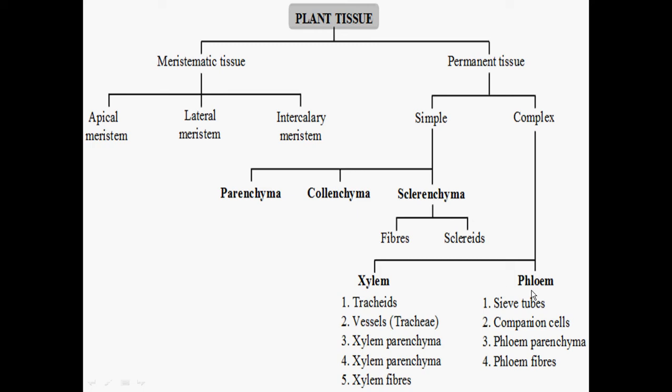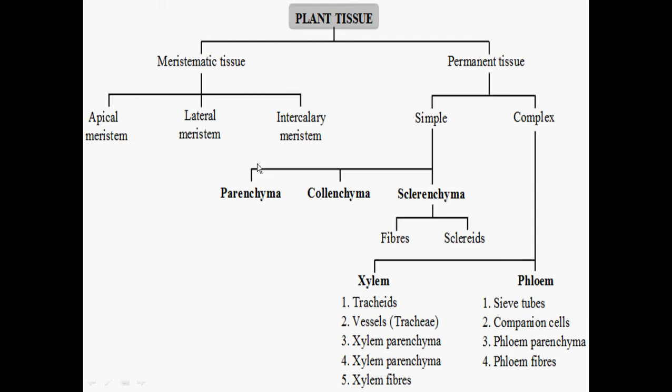Whereas the phloem tissue contains sieve tube cells, companion cells, phloem parenchyma and phloem fibers, and out of all the four, only the phloem fibers are dead, the rest are living. Both of these tissues, xylem and phloem, are involved in the conduction of water and minerals as well as food to different parts of the plant.